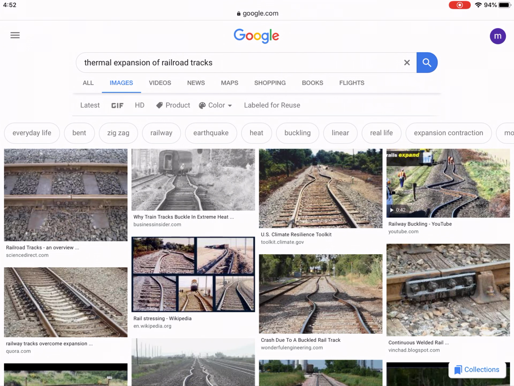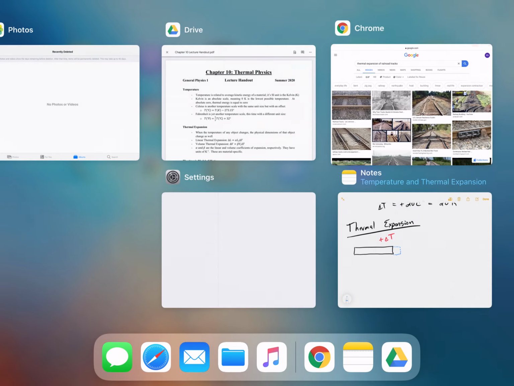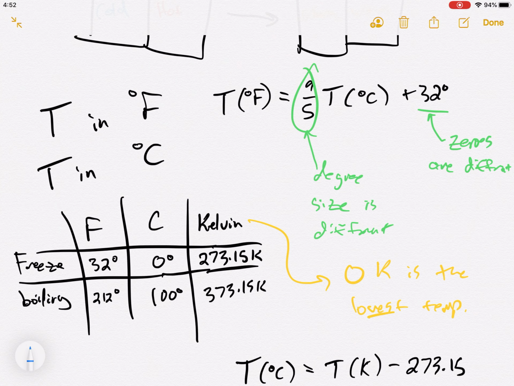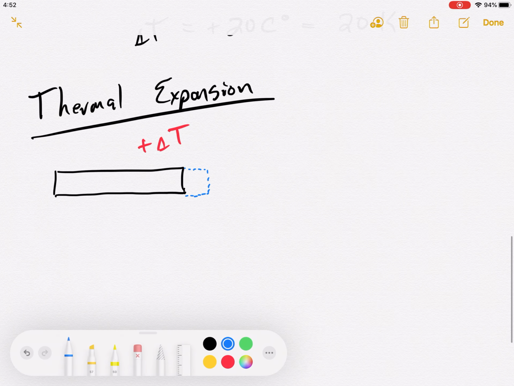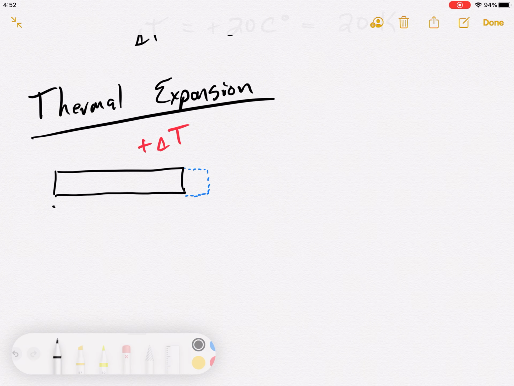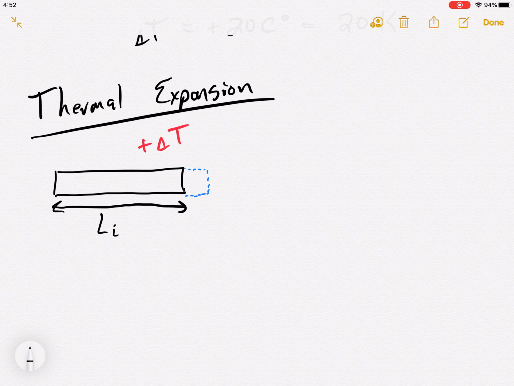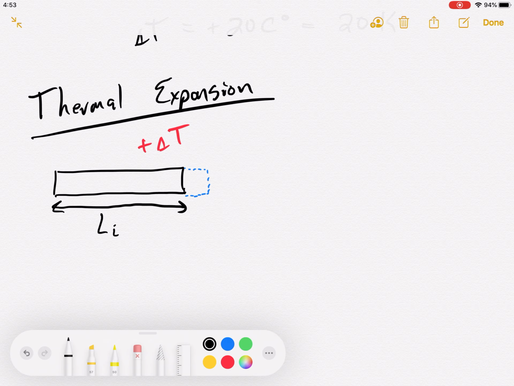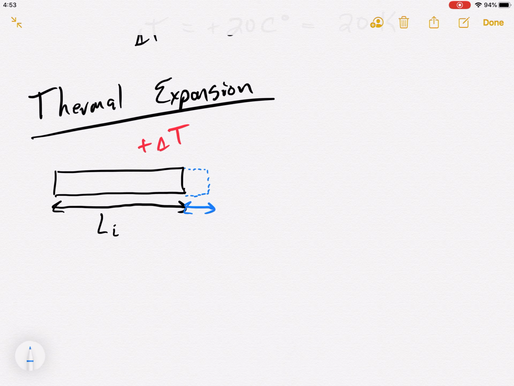Okay, so we model this, but we model it empirically. Let me show you what I mean. So here's my initial length. So length initial. And this little bit at the end is the increase. So that's a delta length. All right, and so we can see, well, I expect delta L to be related to delta T. And in fact, if you measure this, if you plot delta L versus delta T, you get a straight line.